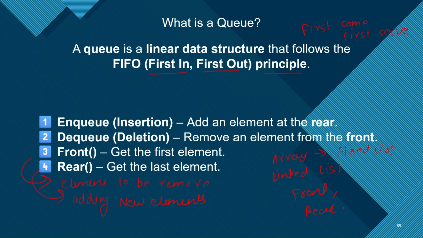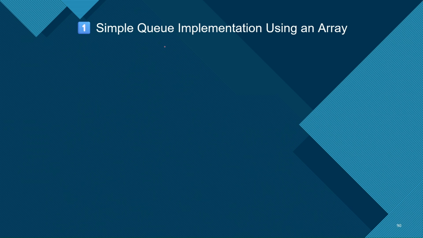Now the issue, the problem we are facing in the normal dequeue. So let's go to this example, where we implemented all four main operations.